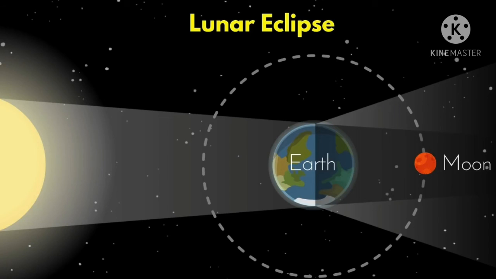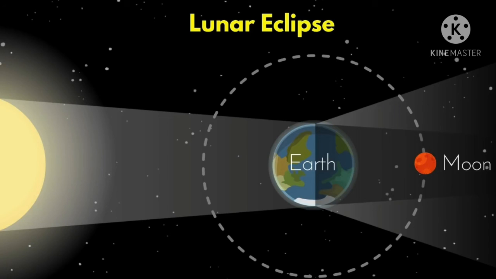Lunar eclipse is also known as the eclipse of the Moon. A lunar eclipse occurs when the Earth comes in between the Sun and the Moon. As a result, the Earth blocks sunlight from reaching the Moon and casts its shadow over the Moon. A lunar eclipse occurs only on a full moon day. We can see about 3 lunar eclipses in a year.